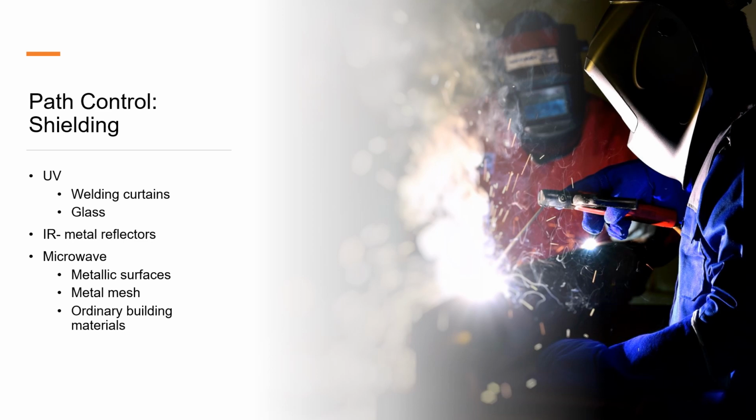The final aspect of path control is shielding. Much like with ionizing radiation control, we can use special materials to shield from non-ionizing radiation hazards. These include welding curtains, glass, metal reflectors, metal mesh, and metallic surfaces. It just depends on the kind of radiation that you're talking about and the kind of work that you're doing.